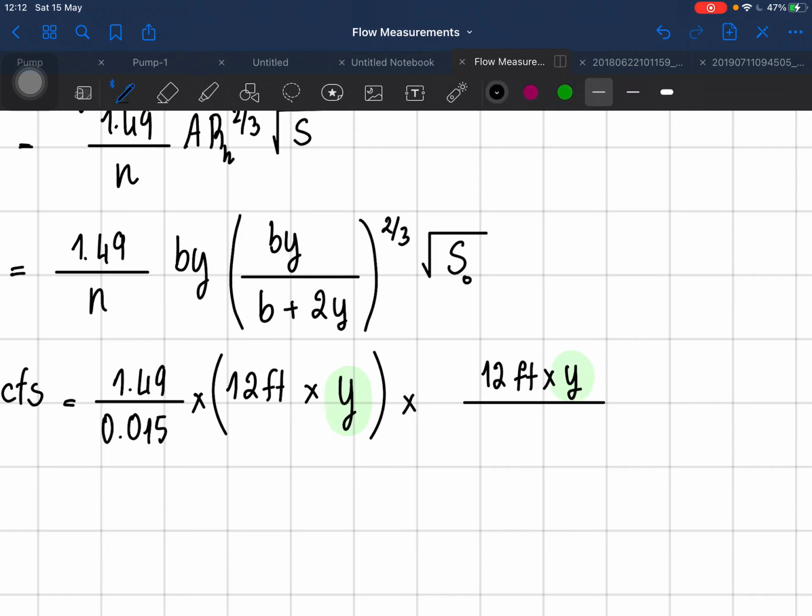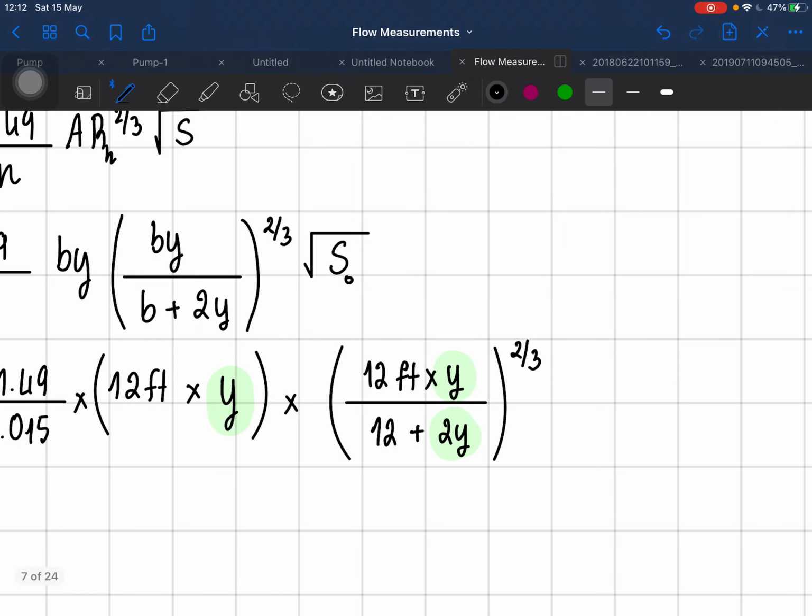And now all we have to do is to write everything that we need to know first. 12 feet plus 2Y. And then we use 2/3. And after this, we can times with the square root of what I told earlier. The slope is 80 feet in 1,000 feet. And this is the square root of 1/2.